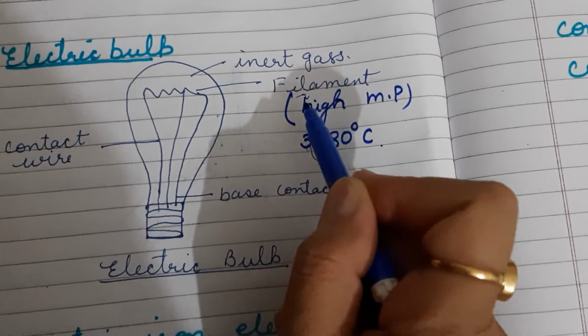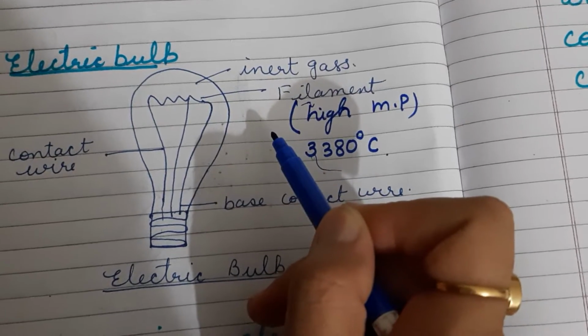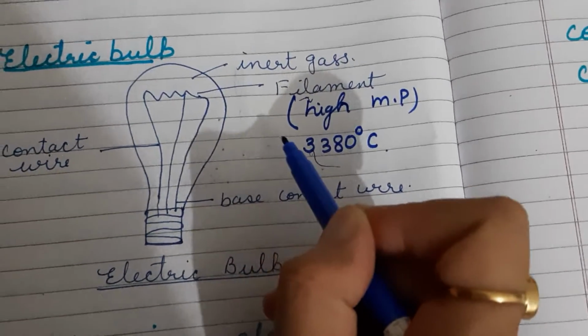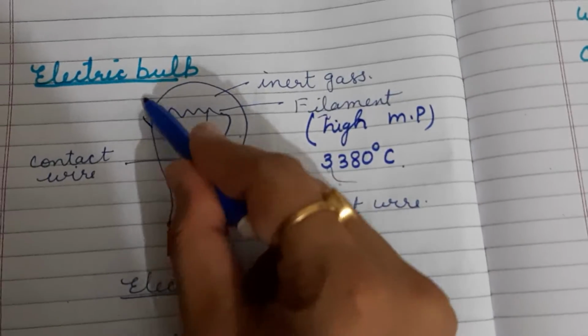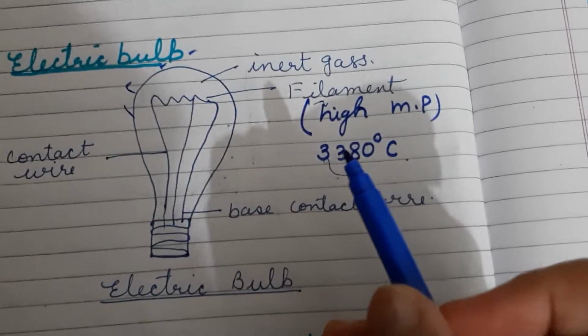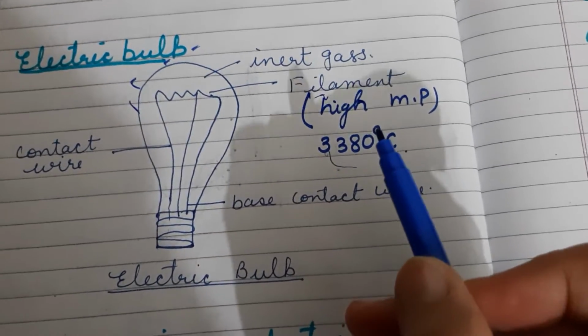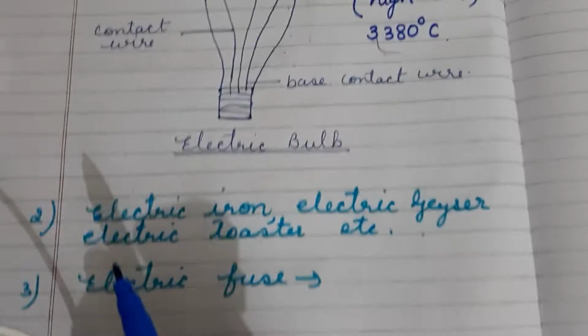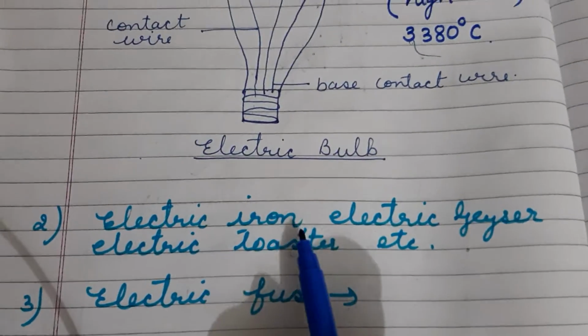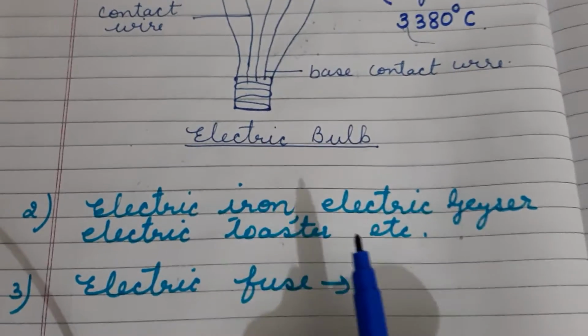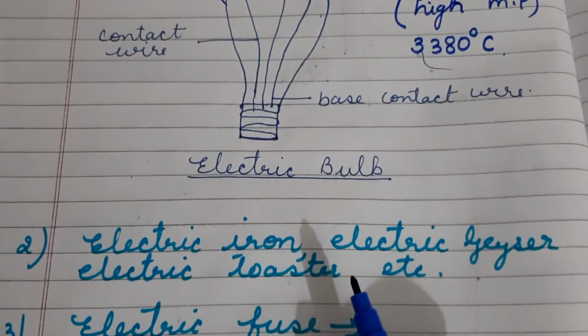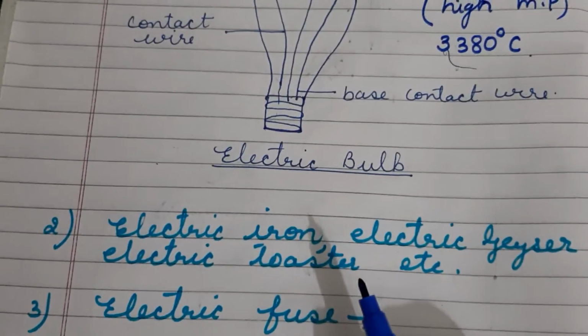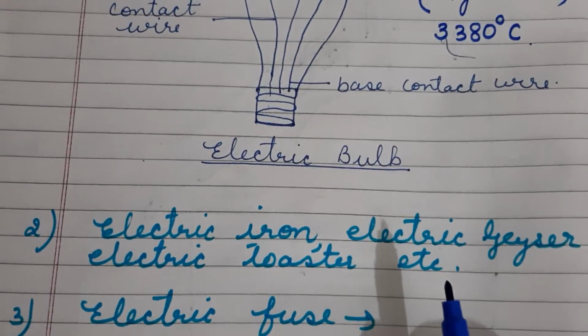In this, most of the power consumed by the filament appears in the form of heat, and only a part of it appears as light. Now, the next use: we all know that it is used in electric irons, electric geysers, and electric toasters. These devices also work on the heating effect of electric current.